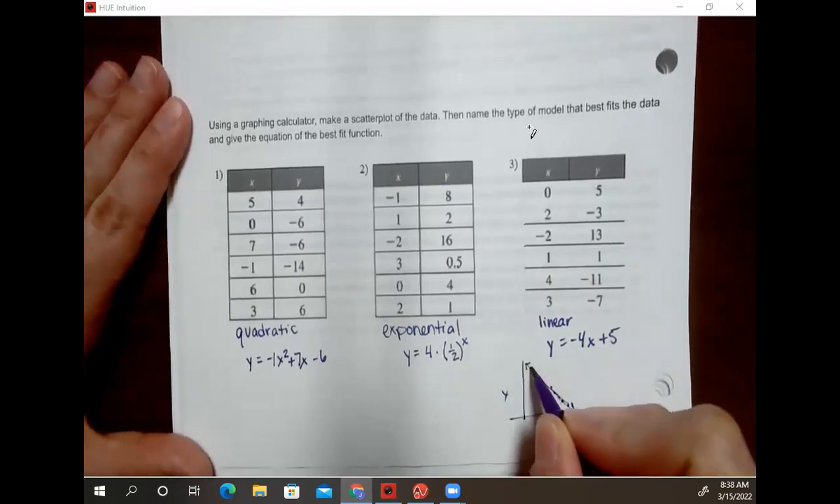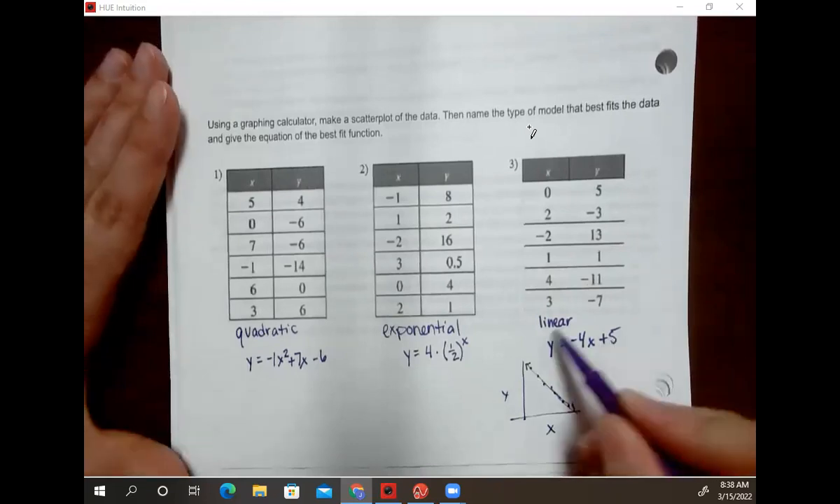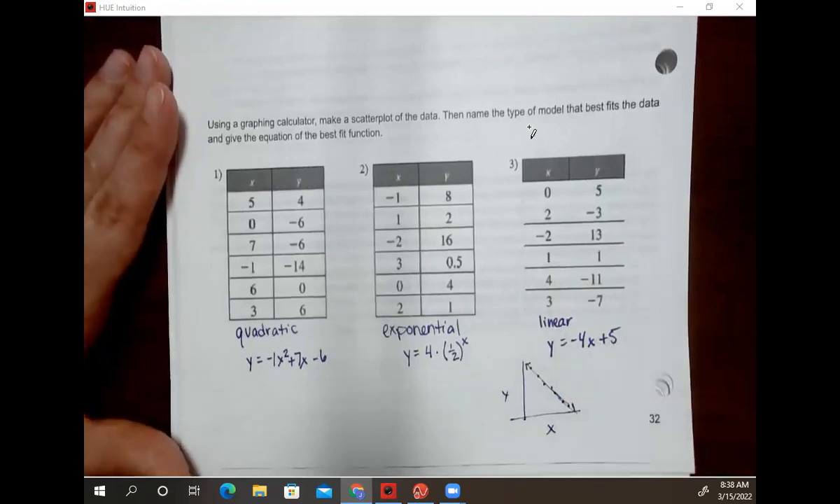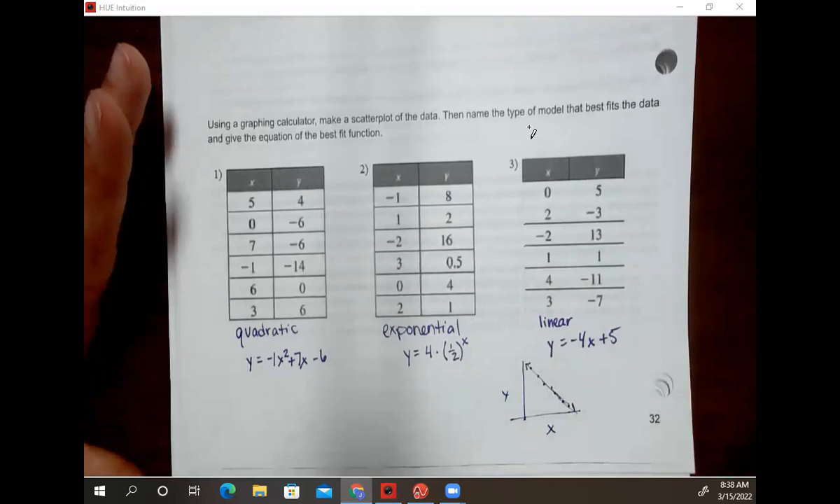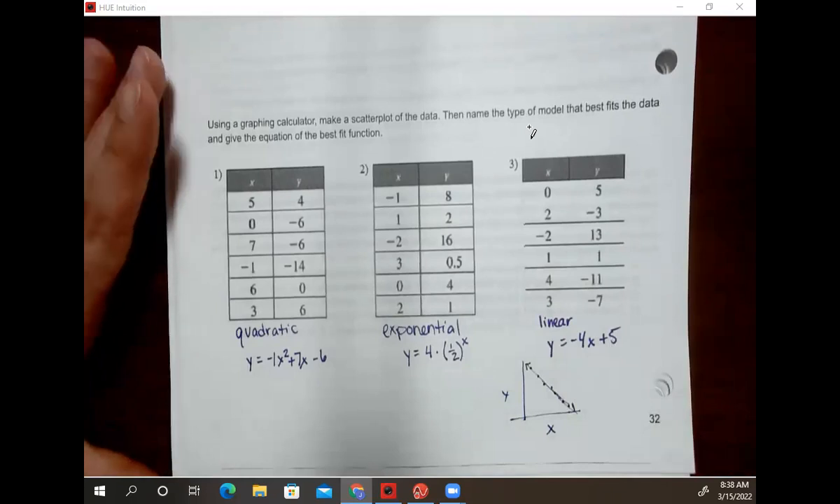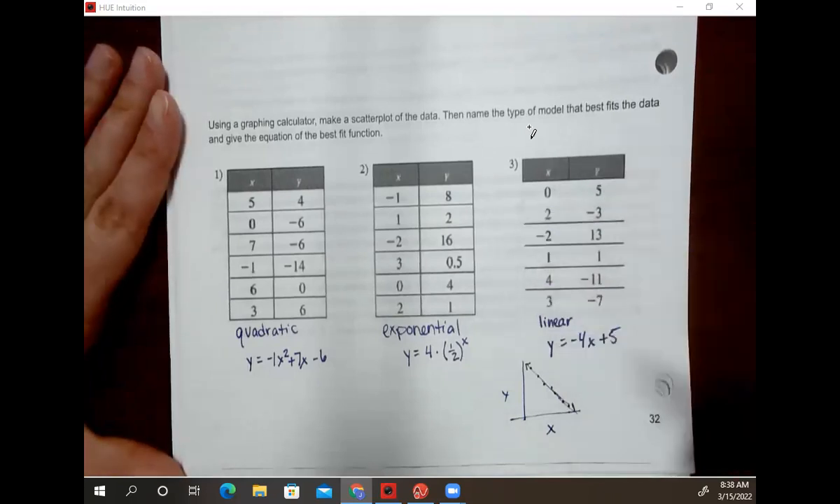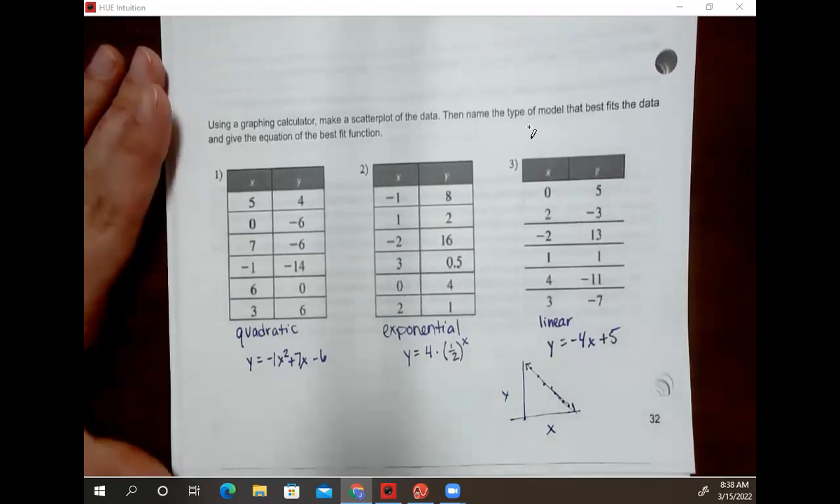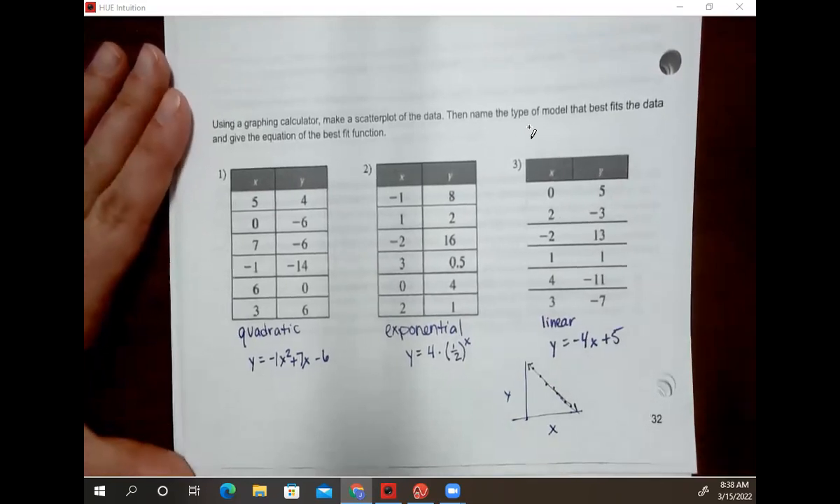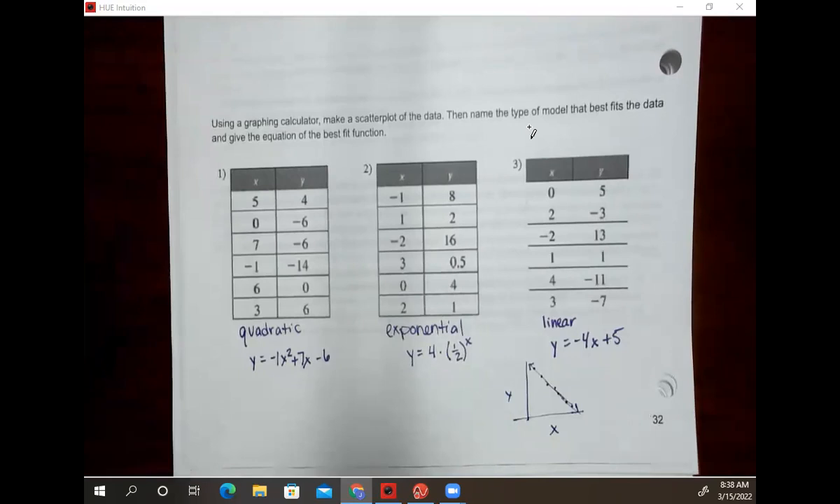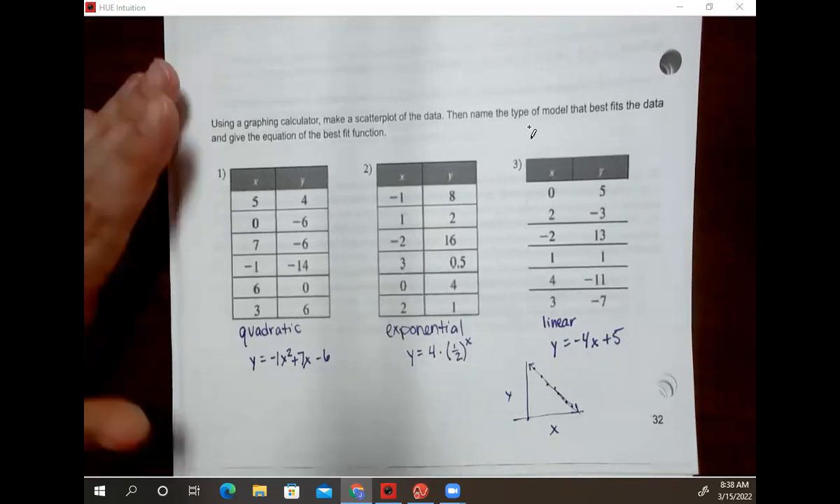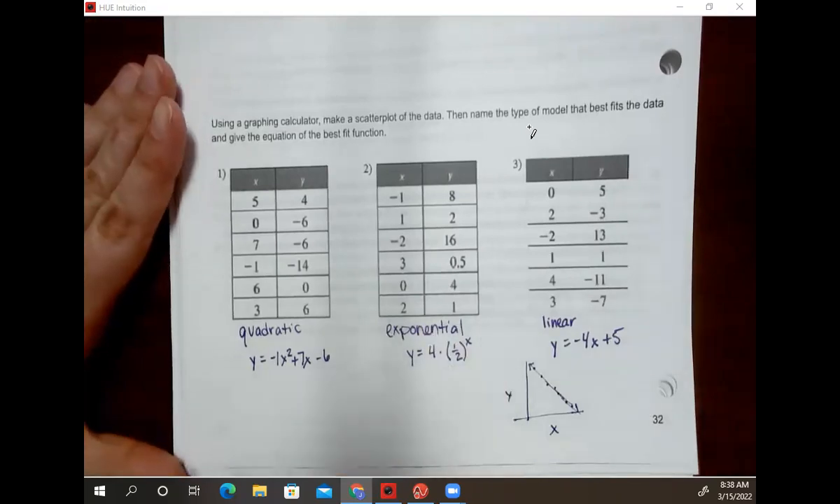And so pick a couple of points and find the slope and then find your y-intercept and write your linear equation that way. Now that we have our calculators, we can actually just give our calculators the points and have it calculate that best fit line for us. This is especially handy when our best fit line isn't actually a line, when it's a curve like an exponential function or a quadratic function.